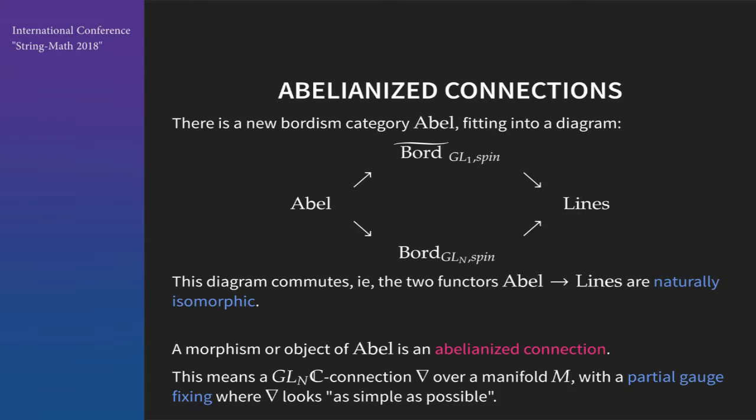So now I have to tell you a little bit about what the objects here are. What is this new category? The objects and morphisms in this new category are what we call abelianized connections. What is that? It means we have a GLNC connection just like before, but we also have a kind of partial gauge fixing of it. And this partial gauge fixing is going to make it look as abelian as possible, or as simple as possible.